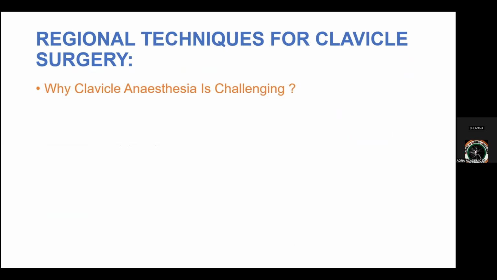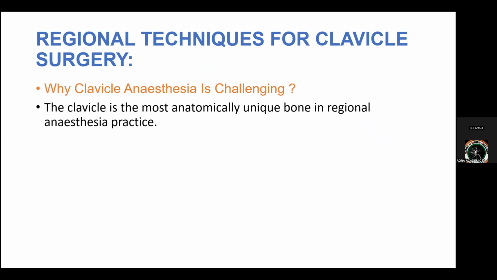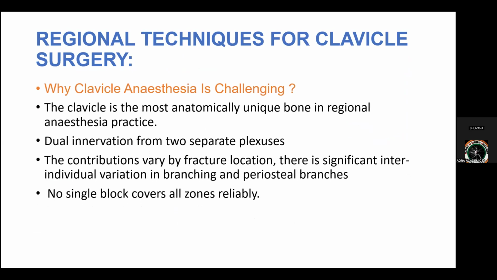So why is clavicle anesthesia still challenging? Because the clavicle has a dual plexus innervation with variable anatomy and poor diffusion of local anesthetic. So a combination or an additional targeted block is still required. No single block covers all the zones reliably.